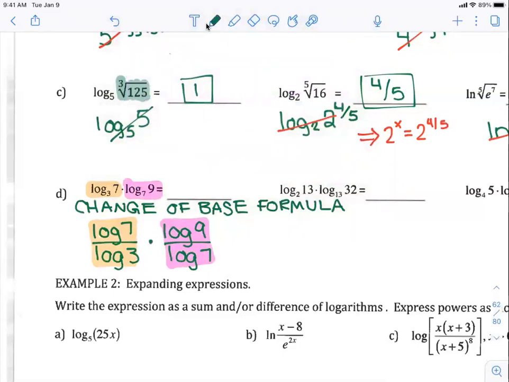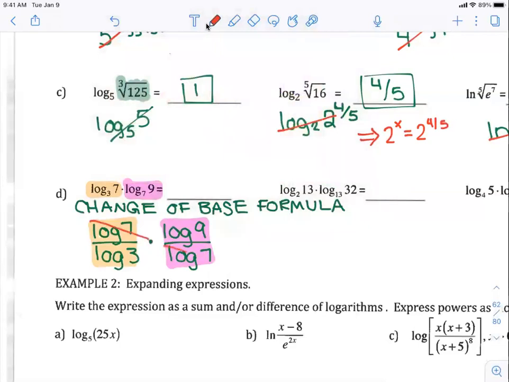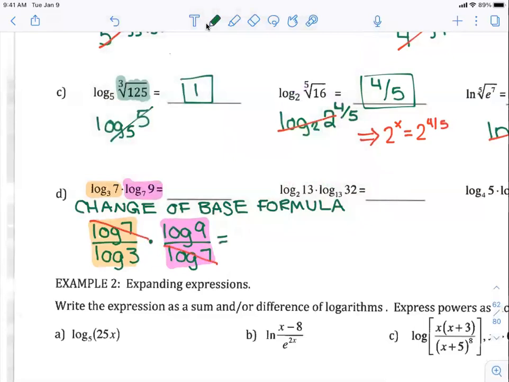Now you should notice something here. When you have the same thing on the top and the bottom, they cancel. So now I really just have log 9 divided by log 3. And now I can use the change of base formula backwards, which means my small number is the bottom one and my large number is the 9. So log base 3 of 9 is your final answer for this one.